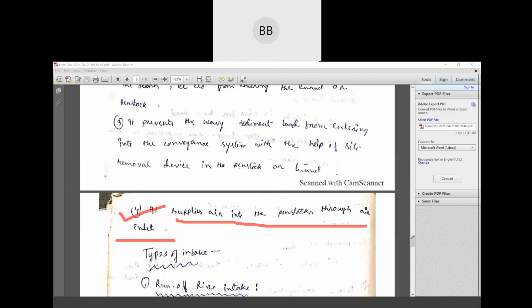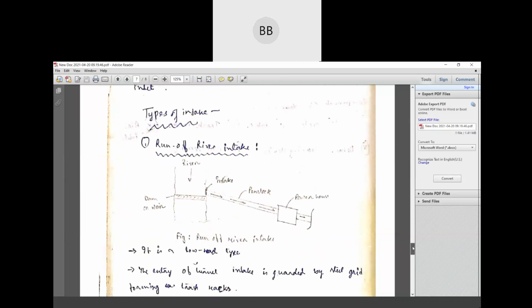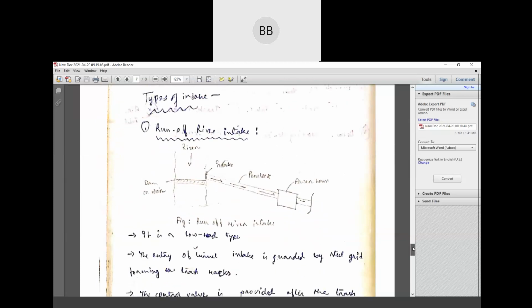Okay. Then we move on to our next topic, that is types of intake. Next topic you write, types of intake. Number 1, runoff river intake. And you draw this figure.